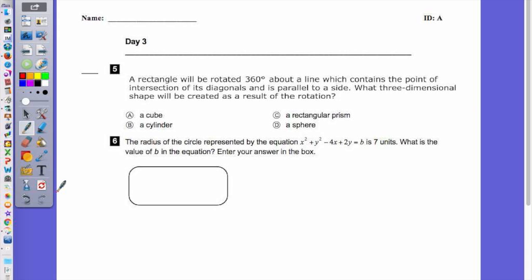The radius of the circle represented by the equation x squared plus y squared minus 4x plus 2y equals b is 7 units. The radius is 7 units. That means when I finally get it into standard form of an equation, remember our formula is x's and y's on this side, and this is the radius squared. So this has to equal 49.